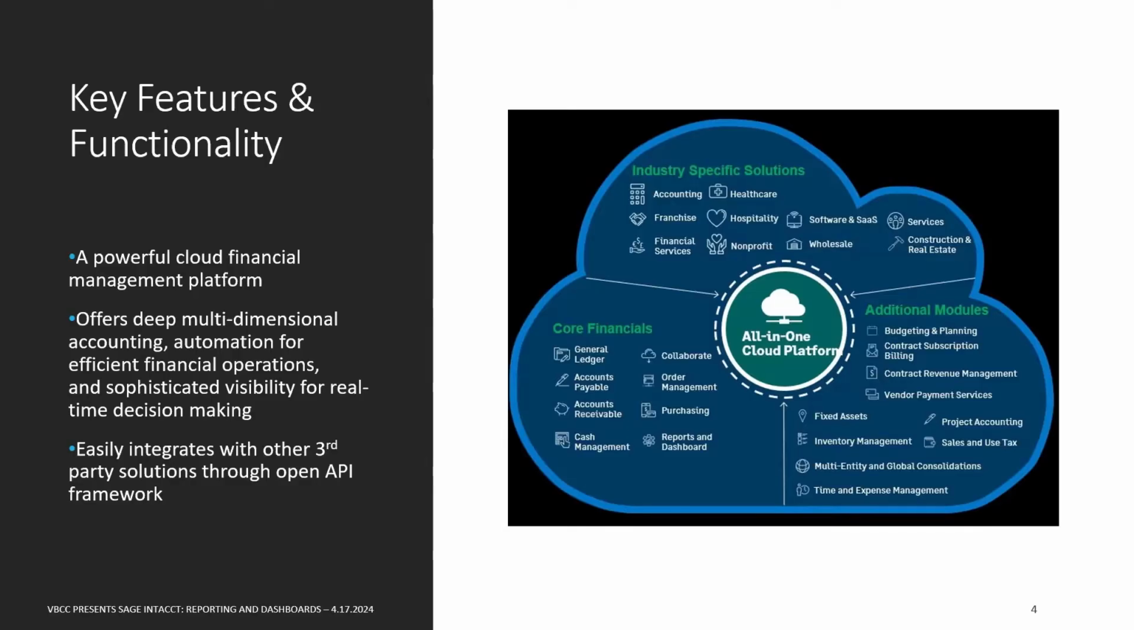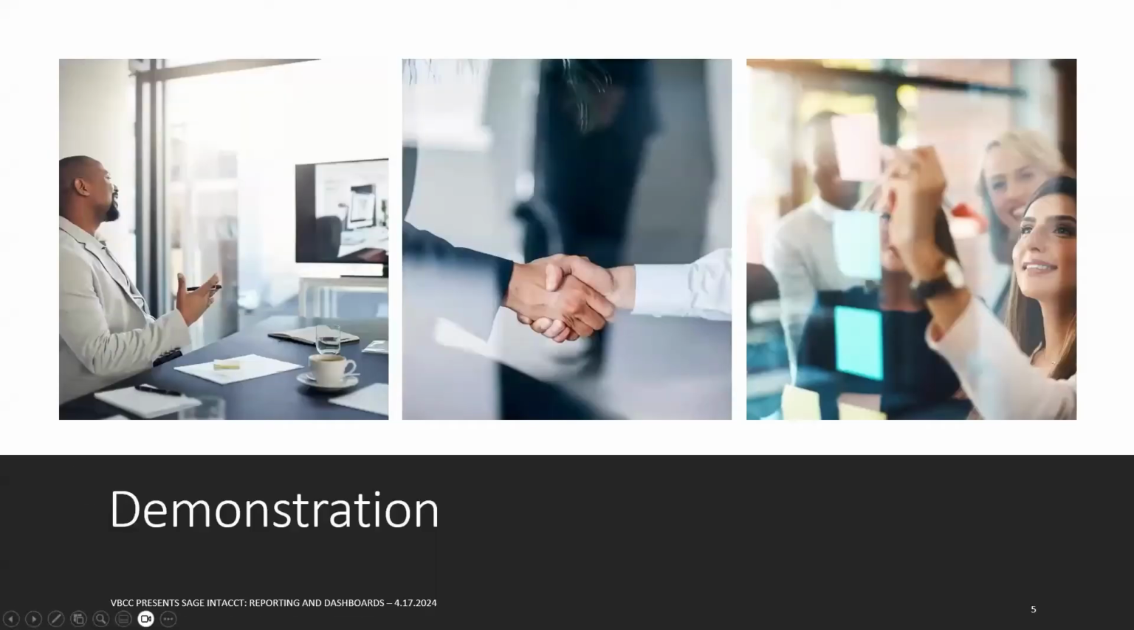Within the core pieces of the software, we have, like I mentioned, AP, AR, GL. You also have order entry, purchasing, and then bank reconciliation or cash management. Lots of different add-on modules are available as well, like fixed assets, inventory, multi-entity and global consolidation. So the important thing to just know about Sage Intacct is it can grow with your business. So you're not limited to, really any one single company code or anything like that. So that's just my background on the Sage Intacct software, kind of what it can do. And I'm going to go ahead and jump right into it here now.